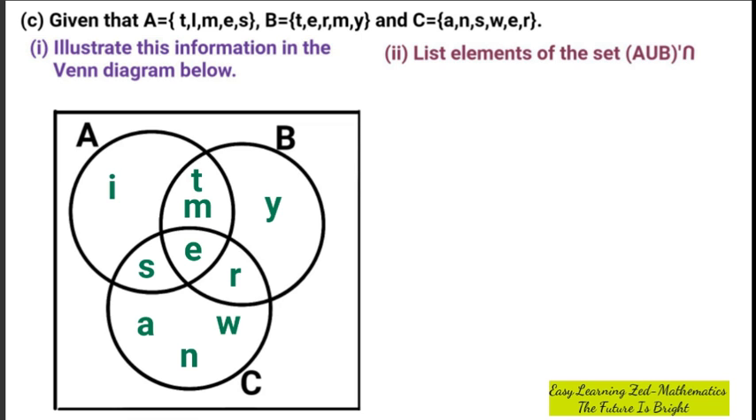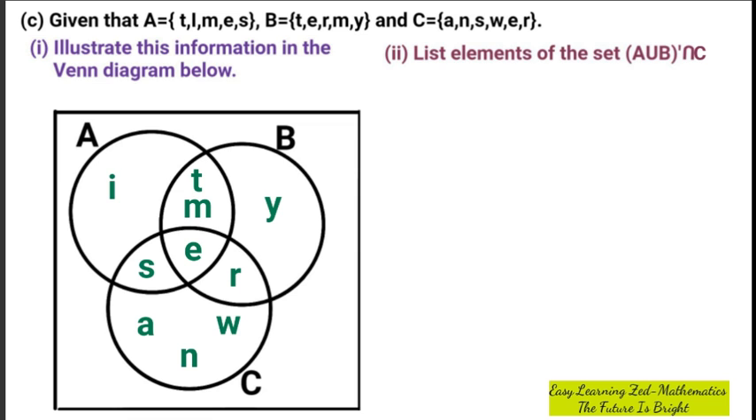Okay, now let's go to question C2, which is asking us to list the elements of the set A union B complement intersection C. So we are asked to list the elements of set A union B complement intersection C.